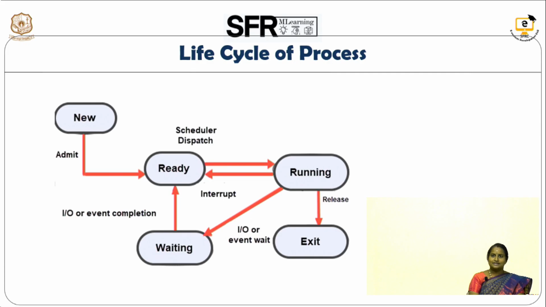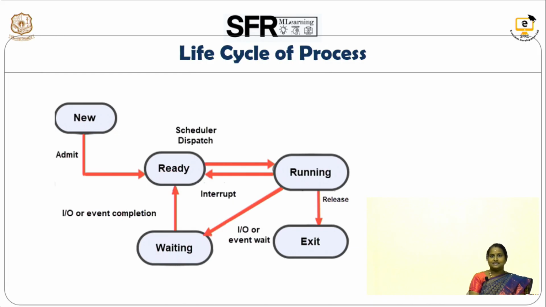Next we are going to discuss the life cycle of a process. As I already discussed, there exist 5 states for a process: new, ready, running, waiting and then exit. Whenever a process is created, it will be in the new state. If it is ready to execute then it will be sent to the ready state. From the ready state, the scheduler will dispatch the process to the running state. If the process is currently executing, it will be in the running state. If the process receives any interrupt, then it will be sent back to the ready state. If it needs any IO devices or any further request, it will be sent to the waiting state.